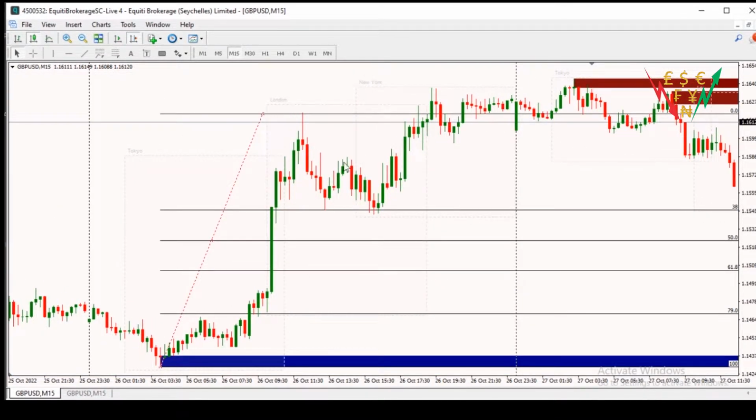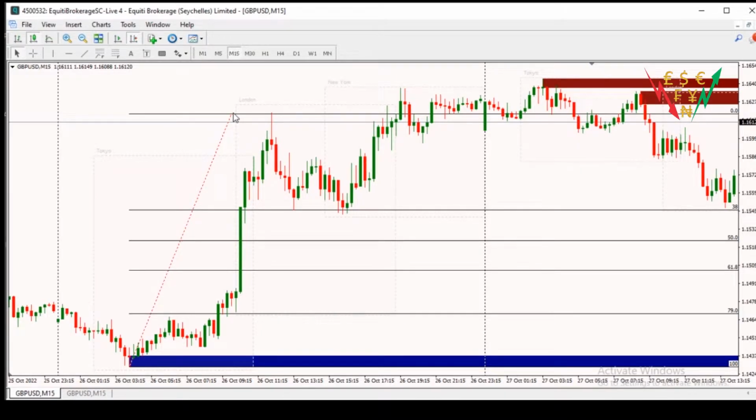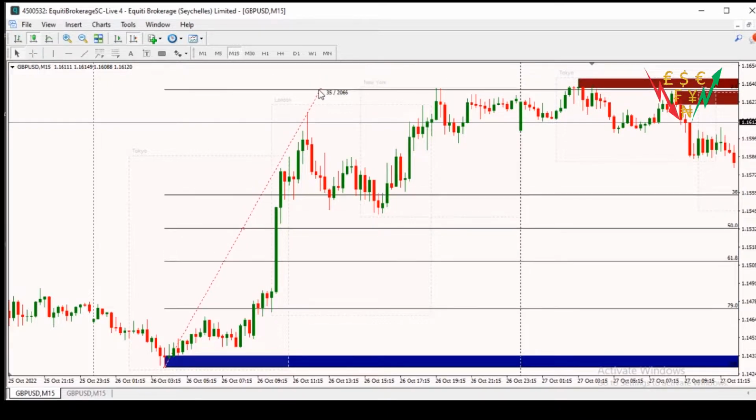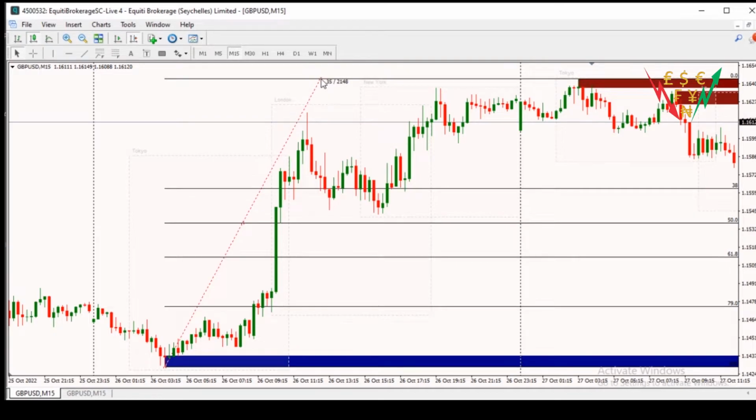Now I assume that the market is still bullish because I still use the same parameters to plot from high to low, and then at the opening of that session I had to adjust.